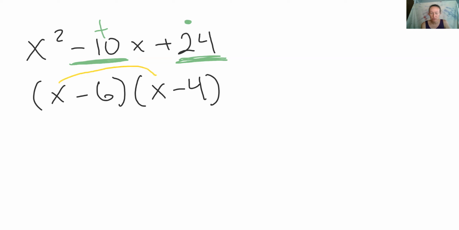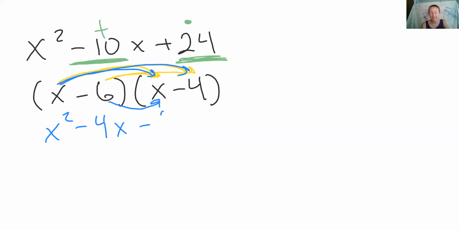So if I were to distribute this x to both terms here, and then this -6 to both terms here, I would get something that looks like this: x squared minus 4x, right? That's the first x times both of these terms. And then when I go to multiply the -6 times x, I get -6x, and then -6 times the -4, we multiply -6 times -4, and that gives us the +24, okay?